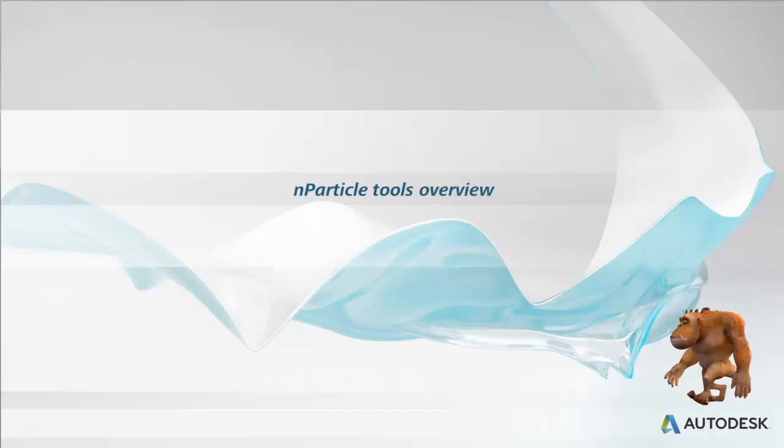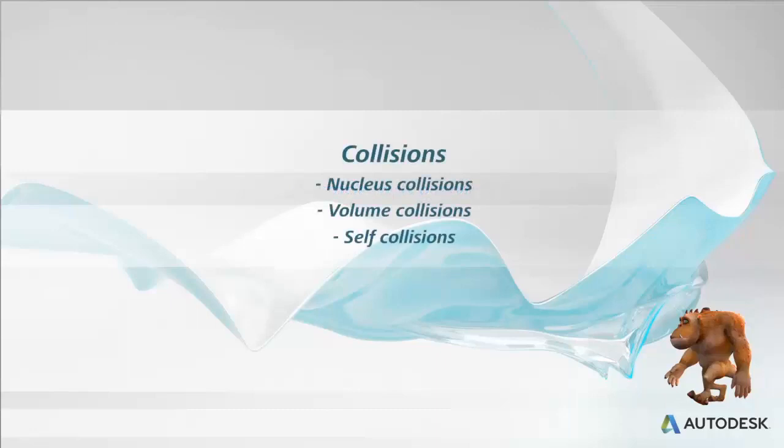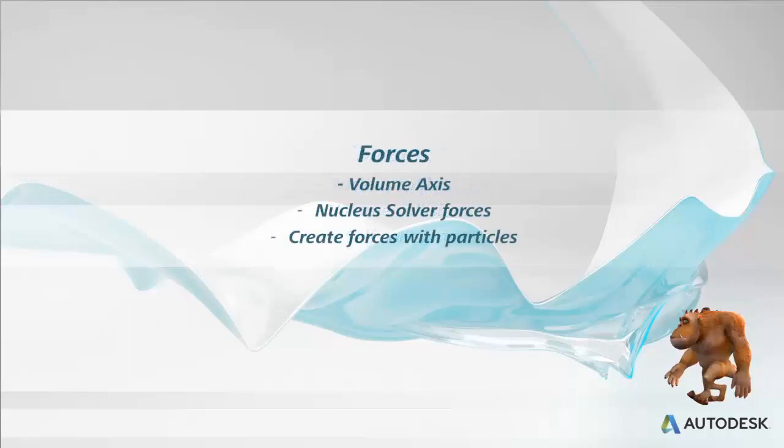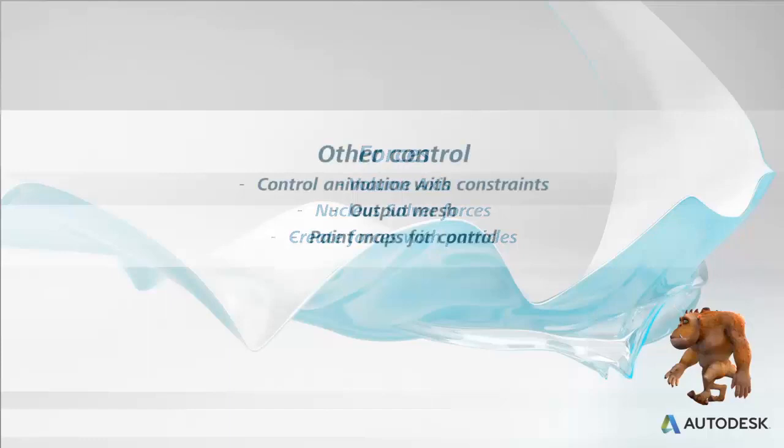First off, we'll just go over some of the tools inside of the in-particle system itself in terms of emitters and particle types and so forth. We'll also take a look at some of the collision capabilities. We'll take a look at the different forces or fields that drive the dynamic motion of in-particles. So in the case of something like a volume axis field, we can have very direct control. The Nucleus solver forces are just sort of a built-in dynamic model that has wind and gravity. And then of course we can allow particles to act on other things and act as forces themselves.